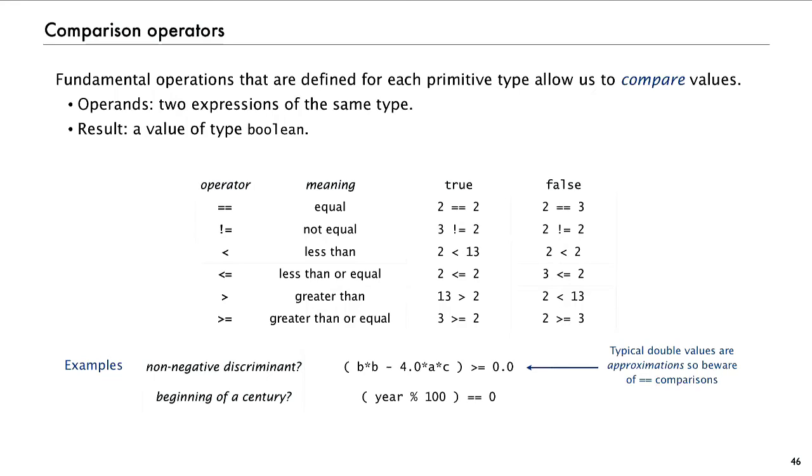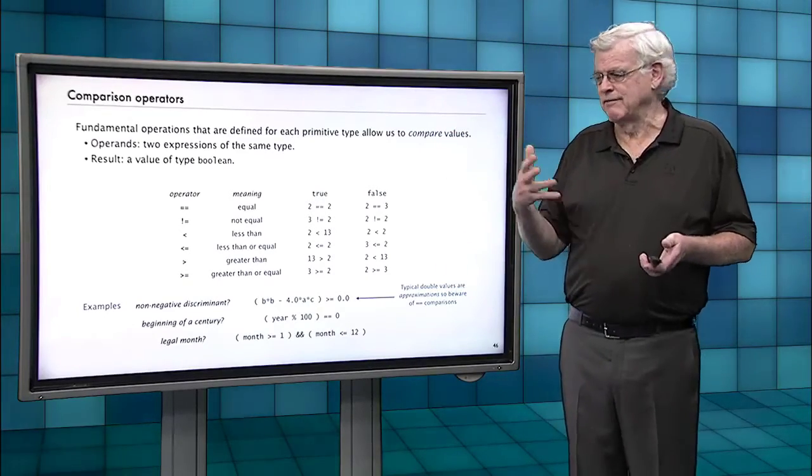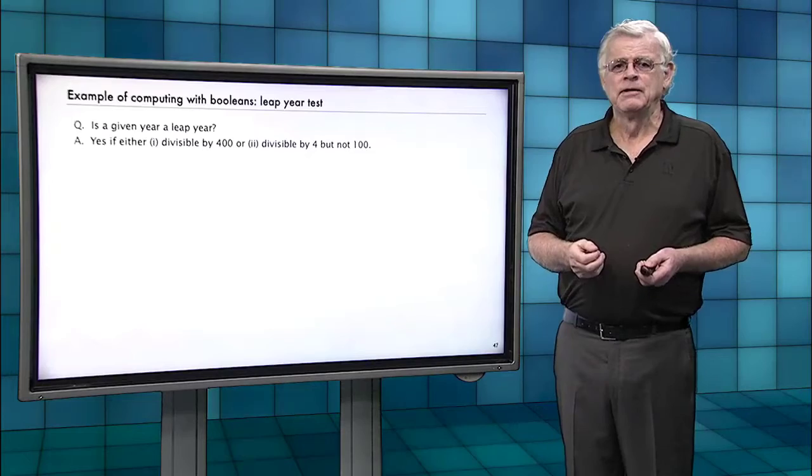Say you've got a variable year that gives a year, and you want to know if that's the beginning of a century. So you test whether, when you divide it by 100, you get a remainder of 0 or not. And again, these things have a value of true or false, and in a minute we're going to see how we might compute with those true and false values. Or you have a variable month that's between 1 and 12, and then you can say, is it greater than or equal to 1 and less than or equal to 12, just to check that it's legal. So there's lots of times when we want to check the values of things and get a true or false result. That's what comparison operators do for us.